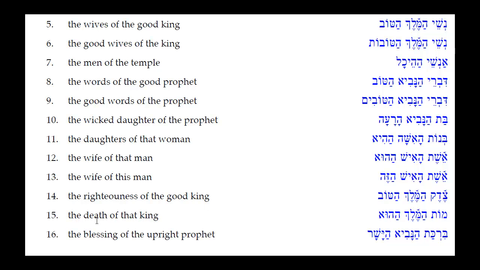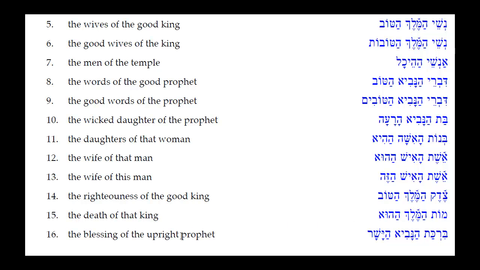Number 15, the death of that king. Death is the construct noun, king is the absolute noun, and we have a demonstrative adjective that is agreeing with king. So we've got to think of this. Death is mot in the construct. Remember, mavet is the absolute, mot is the construct singular. So you go mot of the king, hamelech, and then that king would be hahu. So mot hamelech hahu is how you would write that in Hebrew.